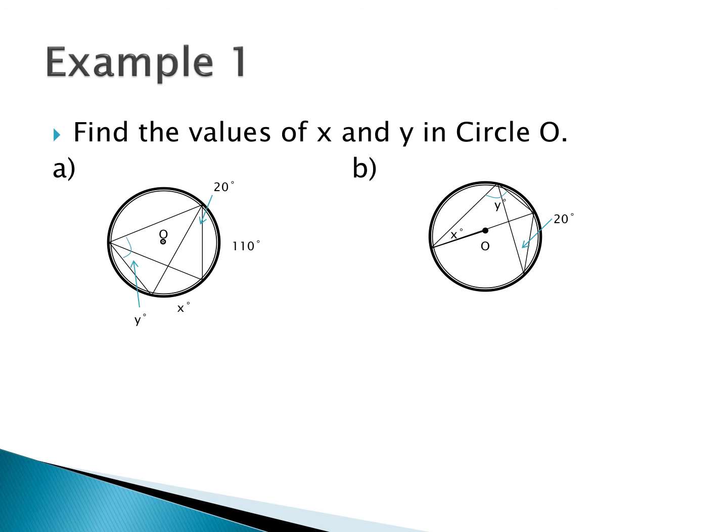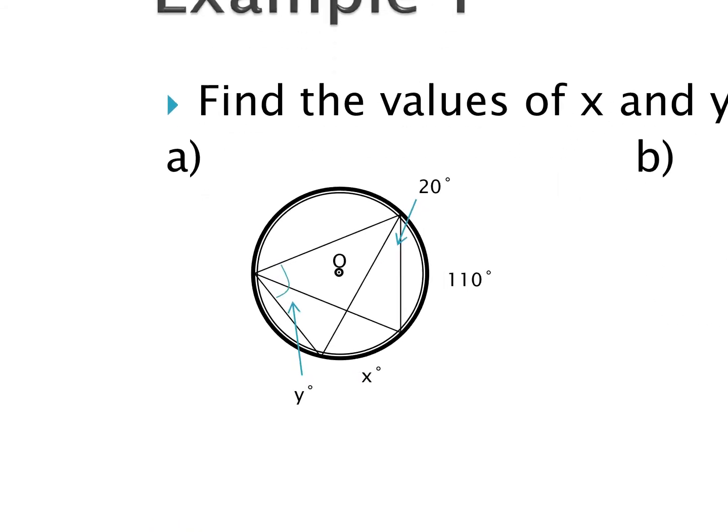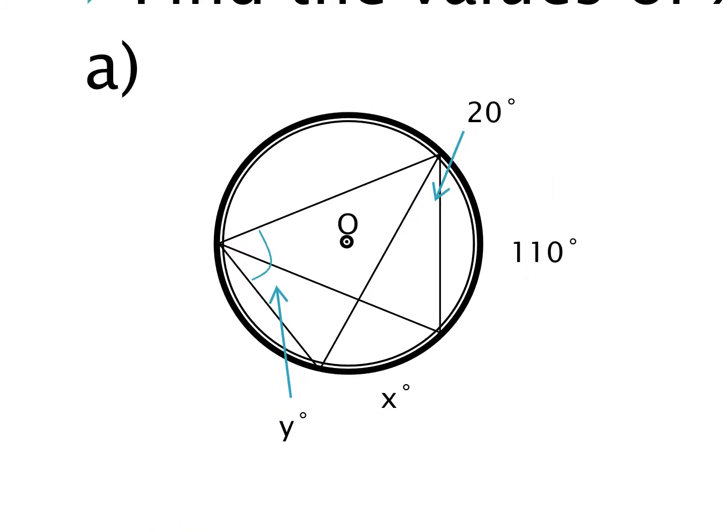Okay, so it'll probably help if you trace over the different angles as we do these. It wants me to find the values of x and y in both of these circles. They're both called circle O because this is my center point. So let me zoom in here to example 1A. I'm going to trace over the first angle that I have. And again, sometimes you're going to have to find other missing pieces in order to find x and y. But in this case, I'm going to solve for x first.